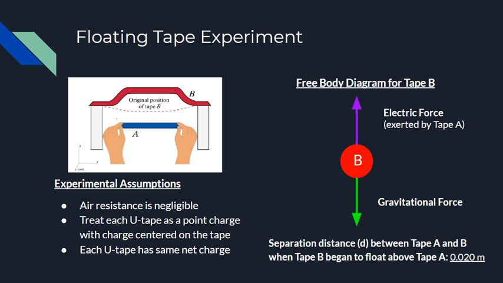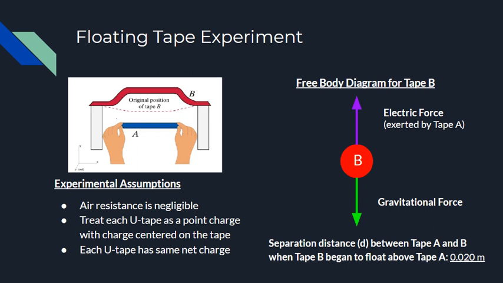The experiment to determine the magnitude of the U-tape's charge involved making two U-tapes and placing one of them between two books, labeled tape B, and approaching from the underside with tape A. Making the assumptions that air resistance is negligible, each U-tape has the same net charge and can be treated as point charges, we are able to identify that the net force on tape B is equal to 0 at the point right before tape B begins to float, due to the momentum principle.